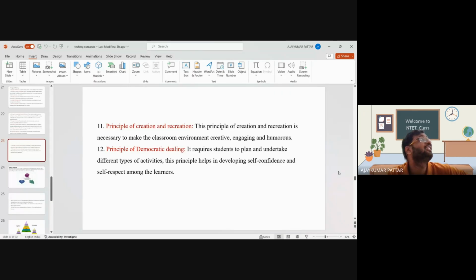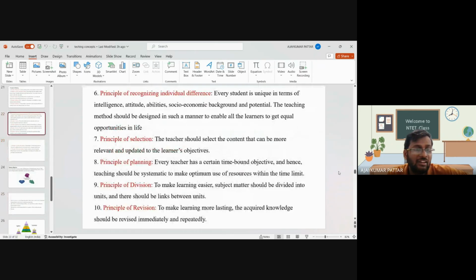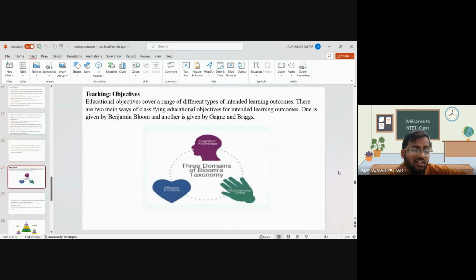Next we will have 15 minutes because still 10 slides are there. I will continue because syllabus is large and we have less time. So teaching objectives. So what are the teaching objectives? In some textbooks, it is also written as instruction objectives. Some textbooks, teaching learning objectives. Don't worry about those things. These are teaching objectives. So educational objectives, also we can call it as educational objective, cover a range of different types of intended learning outcomes.